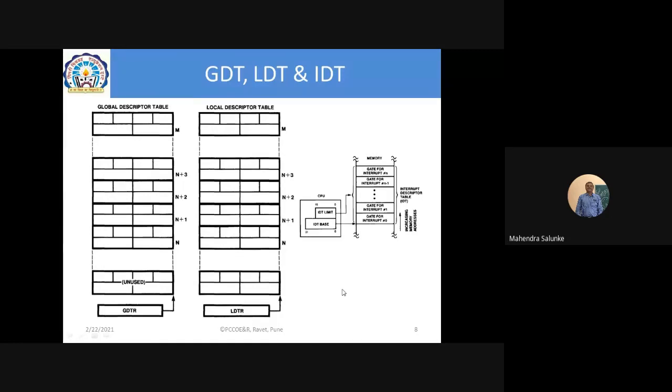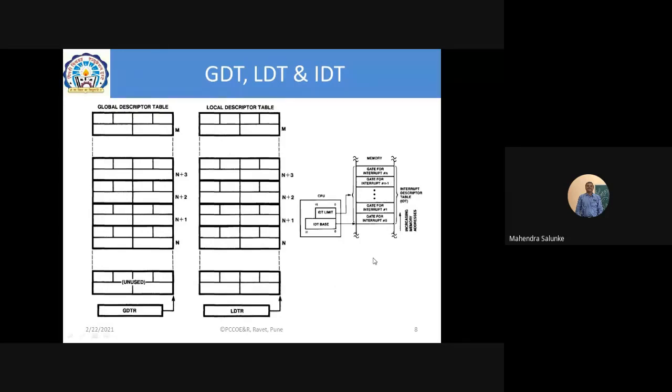So this is the correct one. We are close to the answer. 256 is the number of gates that we can have in the IDT, and my first gate number is 0, so the maximum value that I can have for n will be 255. So 0 to 255 gives me a total of 256 descriptors, or gates.